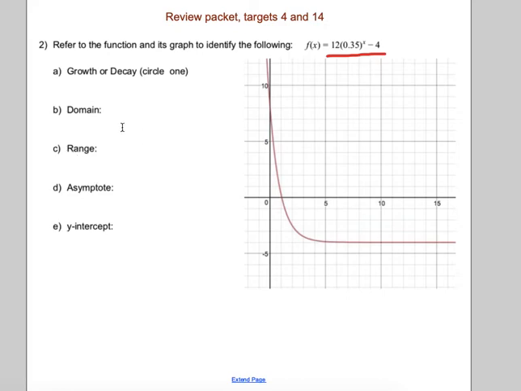So refer to this function. Is this growth or decay? Oh yeah, that's definitely decay. This thing is starting off tall and then it's leveling off. I also know that it's a decay because this thing right here is less than 1. So it's definitely decay.